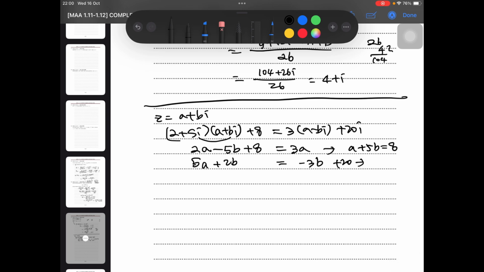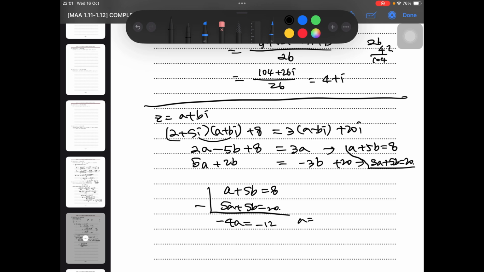So here, 5a plus 5b equals 20. So when we calculate this together, a plus 5b equals 8, and 5a plus 5b equals 20. So negative 4a equals negative 12, a equals 3. When a equals 3, b equals 1. Therefore, z equals 3 plus i.